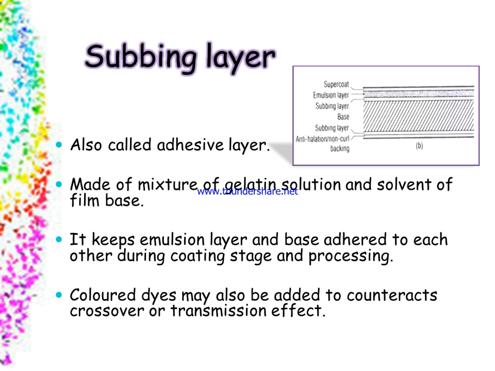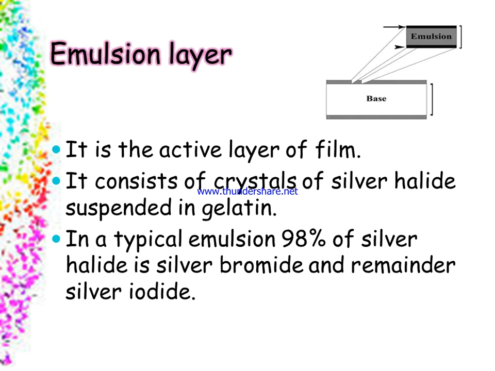Another layer is called the subbing layer, or adhesive layer. The adhesive layer is mainly a mixture of gelatin solution and a solvent of the film base, and it keeps the emulsion layer and base adhered to each other during the coating stage and processing. Color dyes may also be added to counteract the crossover or transmission effect.